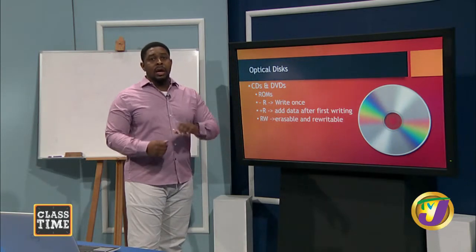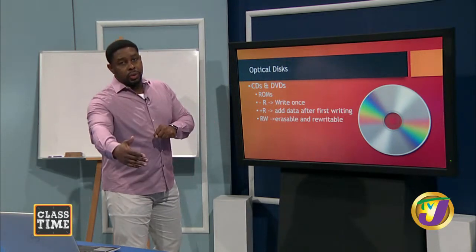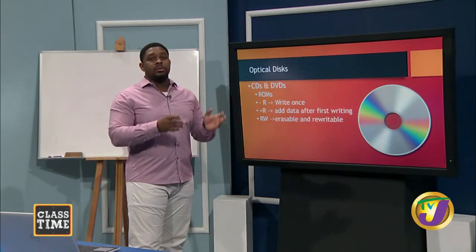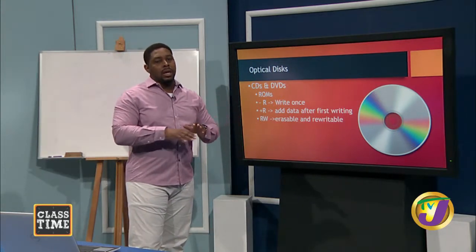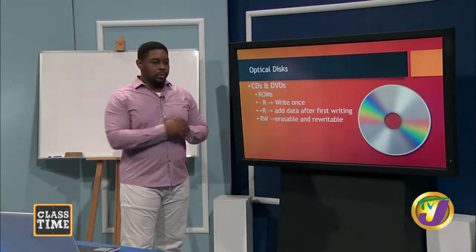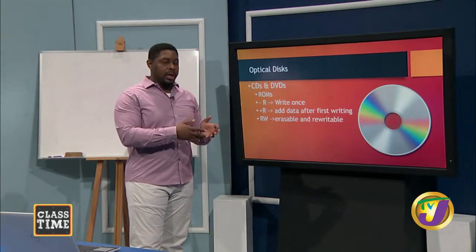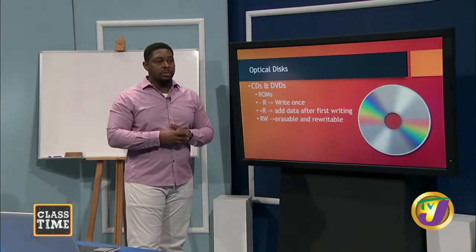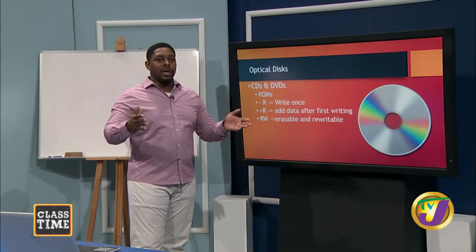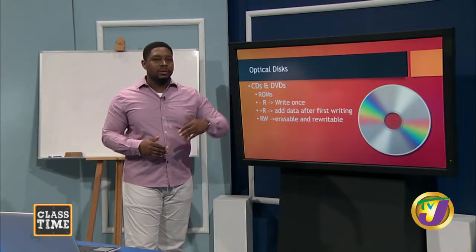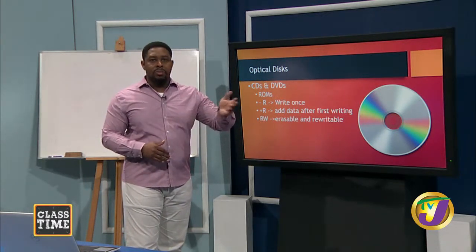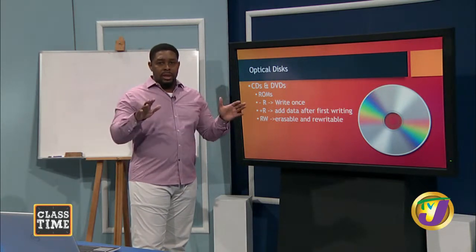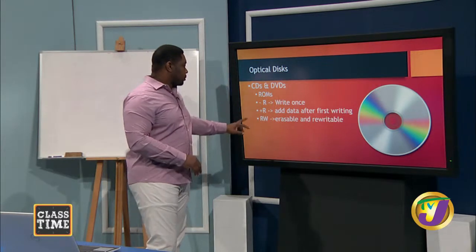Your plus Rs means that you can add data onto whatever you've added until you've reached capacity. And simply, your rewritable means that you can erase whatever is on it and, of course, put something else on your media. However, each of these, or even this rewritable, has a certain lifespan. So you might be able to write or rewrite possibly 20 times or thereabout. But after that, basically, it's done for.